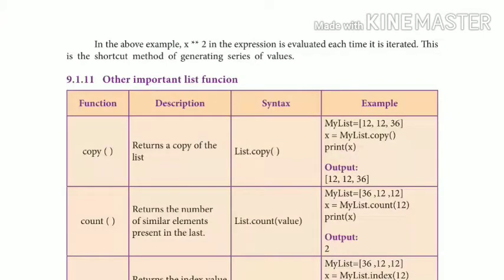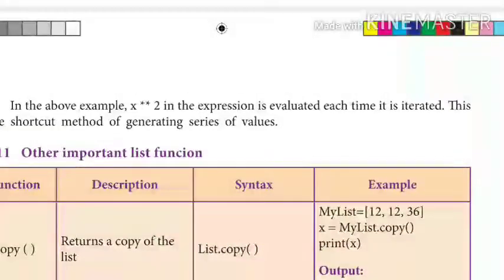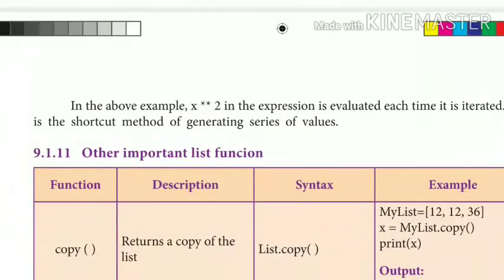Next, in the above example, x double star 2 is an expression, which is evaluated each time it is iterated. This is the shortcut method of generating a series of values.